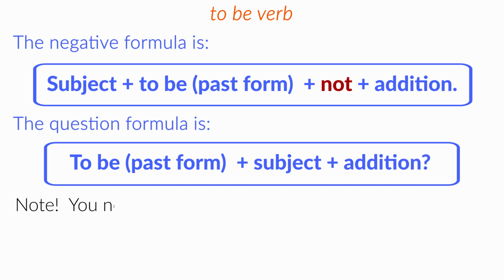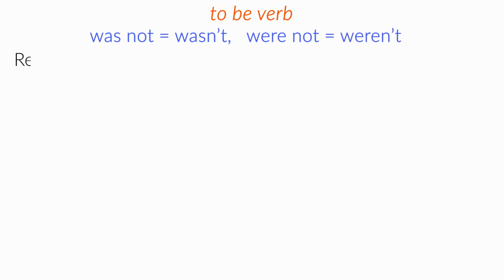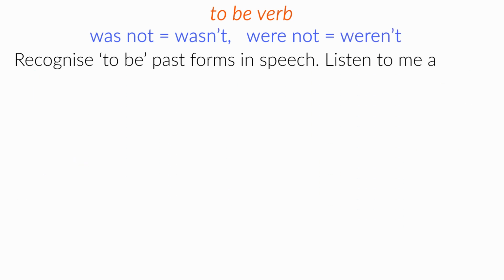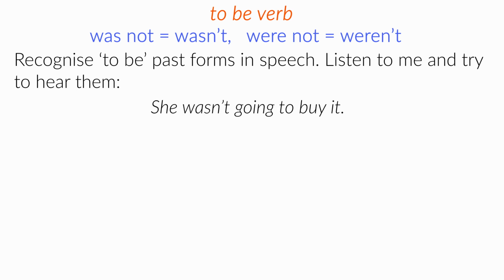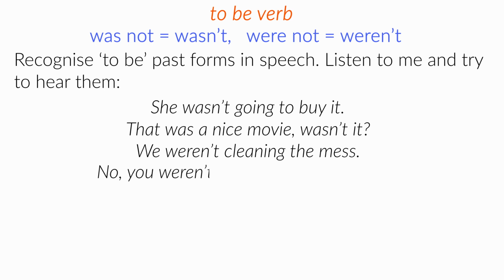Note, you also need to be familiar with the short forms. Was not, wasn't. Were not, weren't. And you should recognize them in speech. Listen to me and try to hear them. She wasn't going to buy it. That was a nice movie, wasn't it? We weren't cleaning the mess. No, you weren't inside, you were outside.